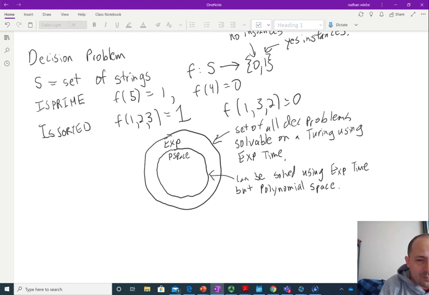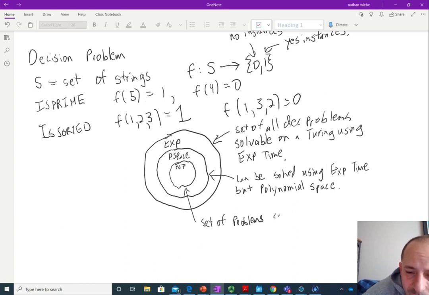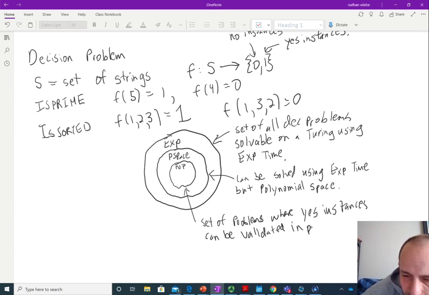Okay. Now, once we start getting beyond that, we've got other more interesting classes of complexity theory. Inside P-space, we've got a complexity class that many of you have heard of, known as NP. NP is the set of decision problems where yes instances can be validated in polynomial time on a Turing machine.